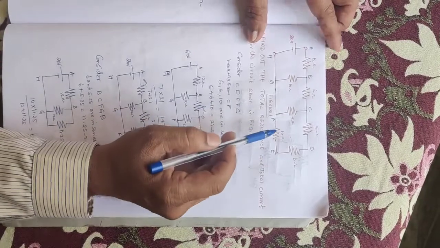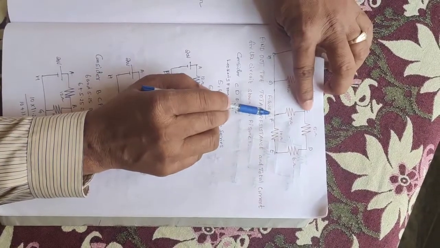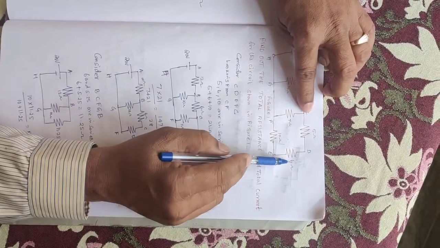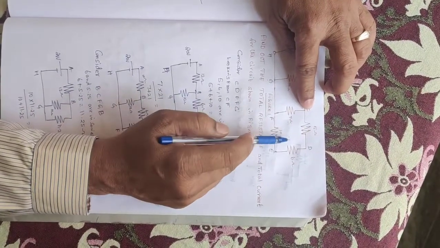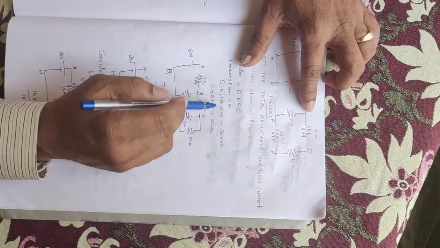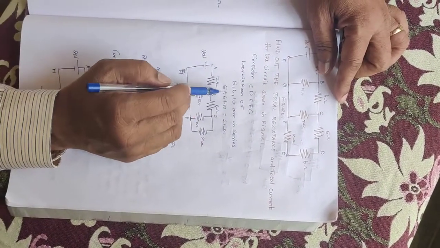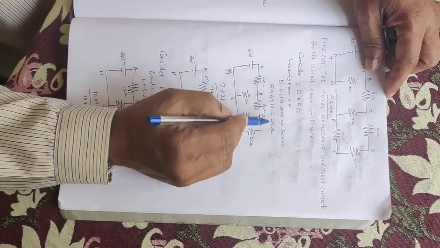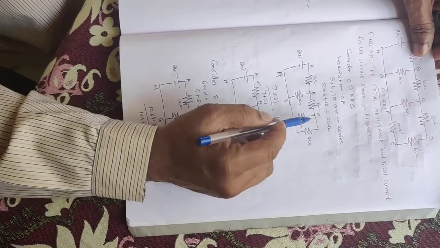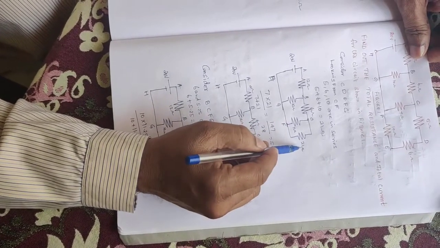In that, if you look from the points C and F, all three resistors are in series. That means 5 ohm, 6 ohm, 10 ohm are in series. That three-resistor combination will be in parallel with the 7 ohm. Hence first I am adding the three resistors 5, 6 and 10. Adding these three gives 21 ohms.